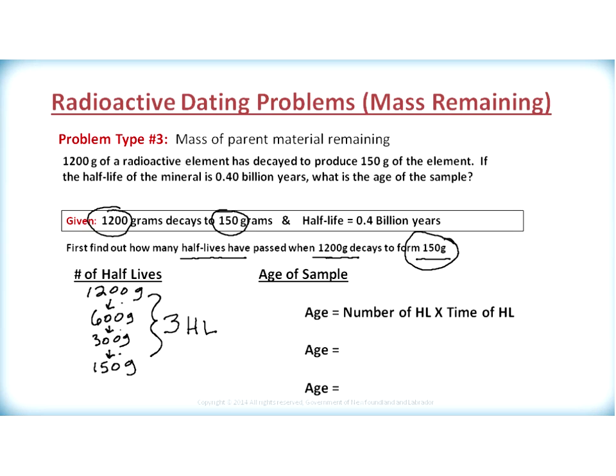So once we know the number of half-lives equals 3, we can multiply this by the time it takes for each half-life. And in our original problem, it stated that the half-life of this sample was 0.4 billion years. So 3 times 0.40 billion years would equal 1.2 billion years. So 1.2 billion years will be the age of this radioactive sample.